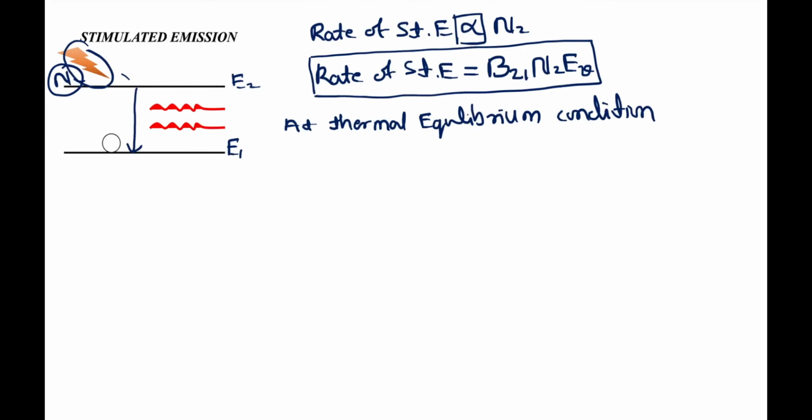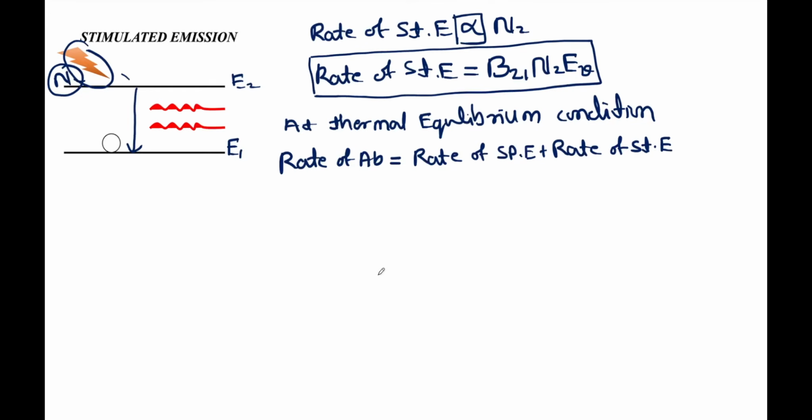Now write the equation where the rate of absorption is equal to the sum of the two emissions, that is, the rate of spontaneous emission plus the rate of stimulated emission. We have the equation for this. Just write down that equation.